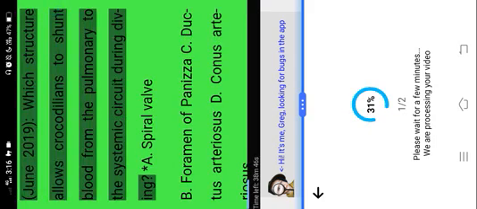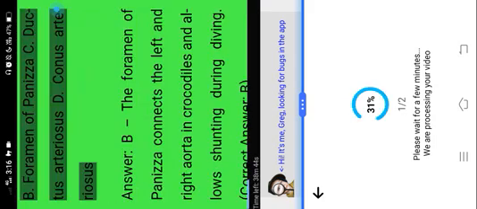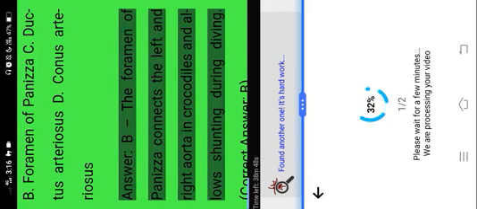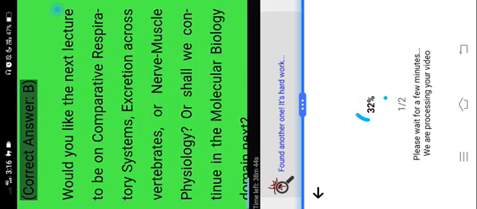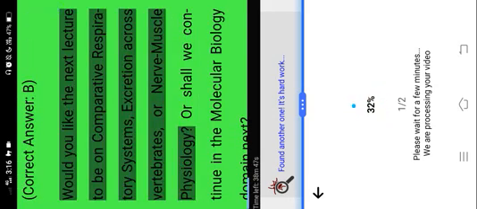June 2019. Which structure allows crocodilians to shunt blood from the pulmonary to the systemic circuit during diving? A. Spiral valve. B. Foramen of Panizza. C. Ductus arteriosus. D. Conus arteriosus. Answer: B. The foramen of Panizza connects the left and right aorta in crocodiles and allows shunting during diving. Correct answer: B.